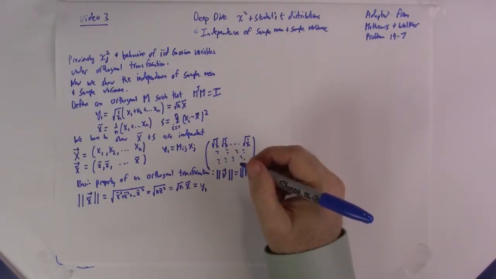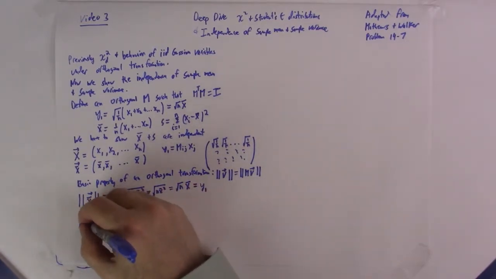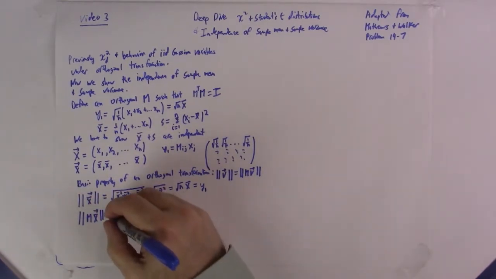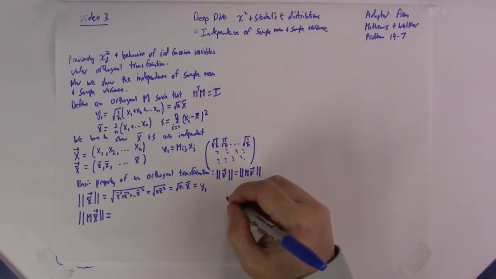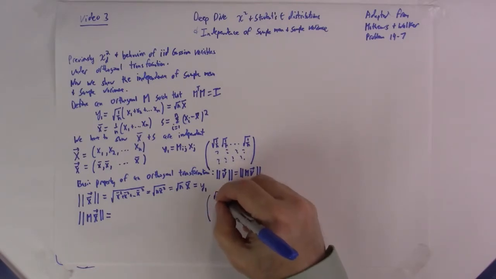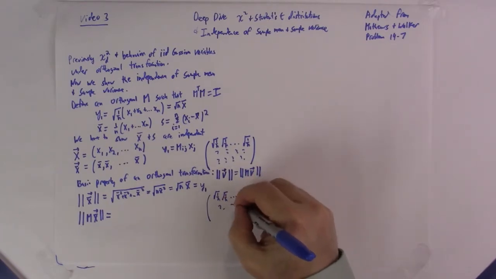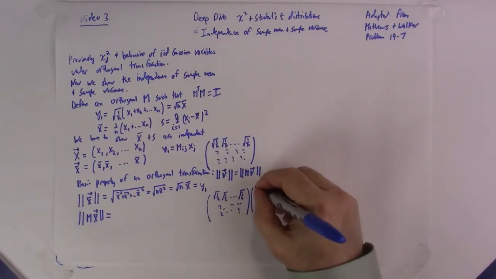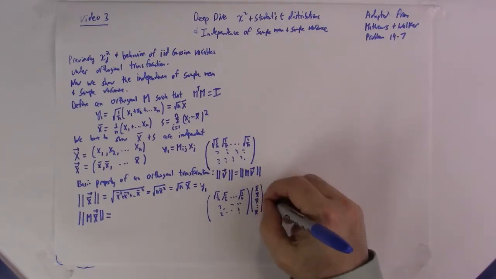Okay. Now, let's apply m. Let's take the norm of m times that same vector. Well, let's apply the transformation m to our mean vector, x bar, x bar, x bar, x bar.